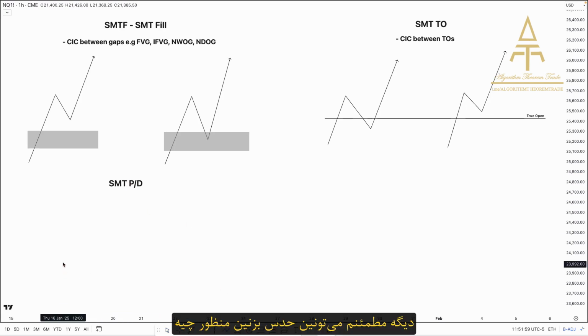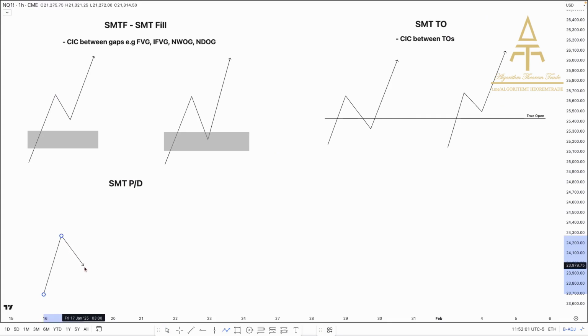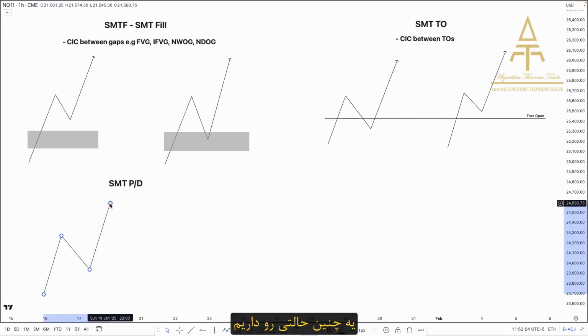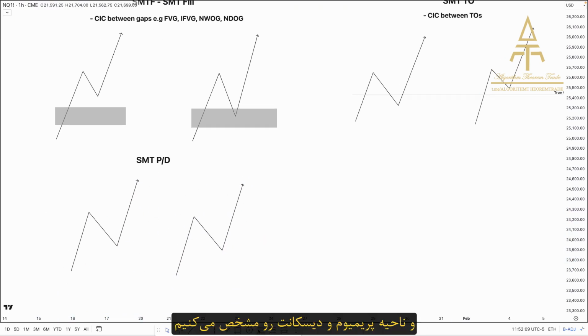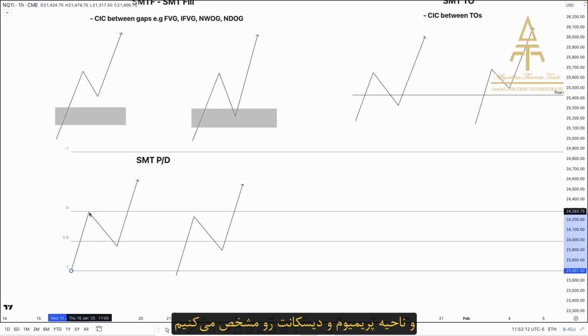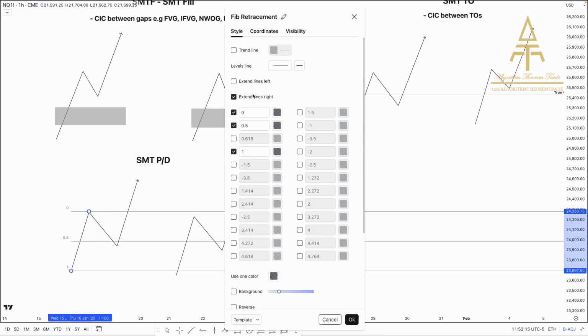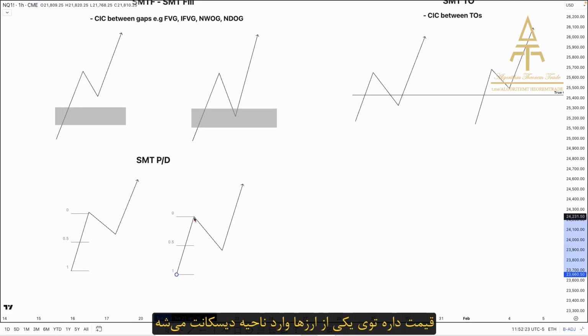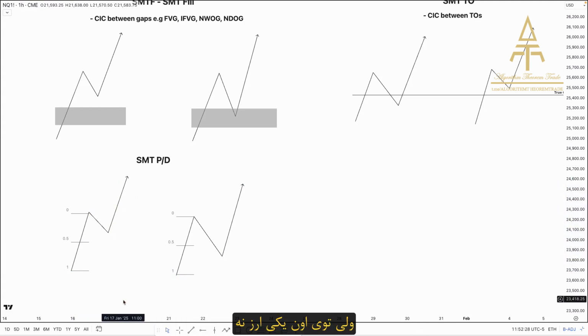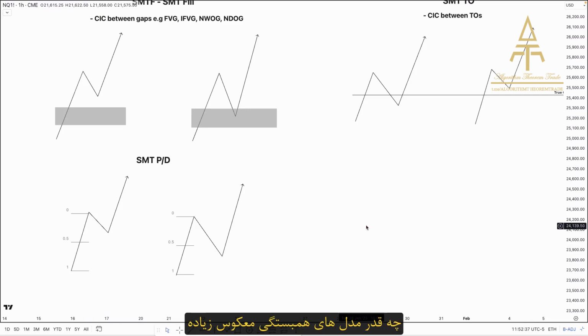The third type will be SMT between premium and discount. I'm sure you can guess what this is. We have this scenario, and we draw our premium and discount here. Price is trading into discount on one asset, but failing to on the other asset. And this is a cracking correlation as well. So hopefully you can see that there are so many different types of cracking correlations.